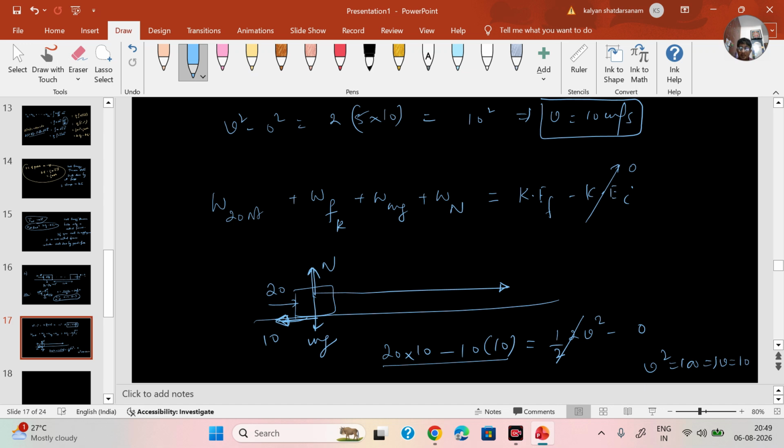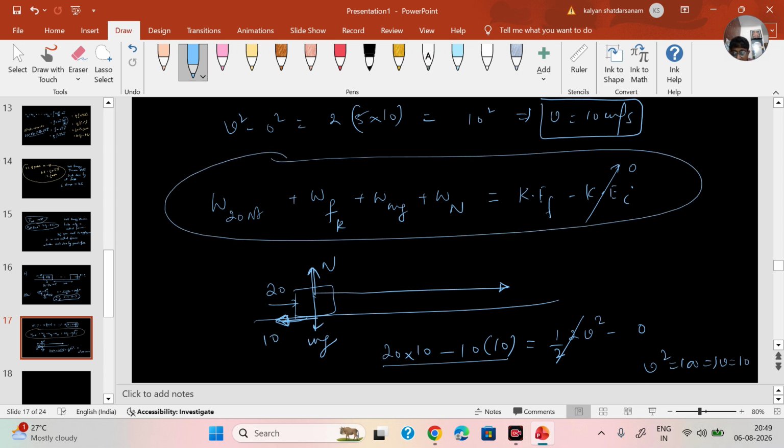Same answer you got. You just drew a free body diagram, then you wrote one statement like this: work done by all forces is change in kinetic energy. Then you find work done by every force. 20 Newton is a constant force, so you can use F dot S, in this case Fs. Friction is a constant force, F dot S, in this case minus Fs, because the angle between friction and displacement is 180. Then mg and normal don't do work because they are acting perpendicular to displacement. And also initial kinetic energy is 0 because the block is starting from rest. So you can apply it and get V.